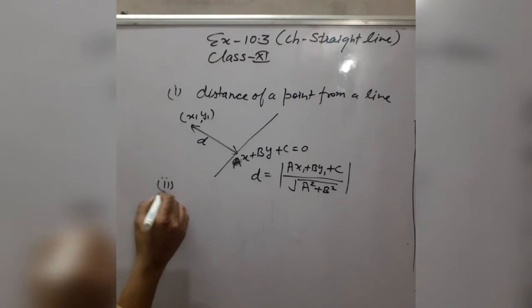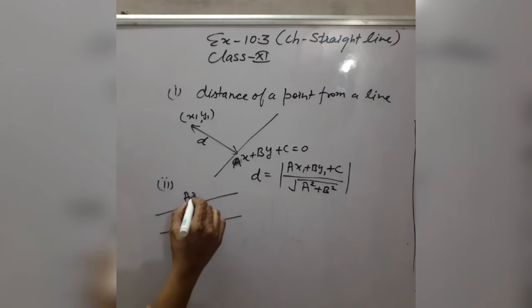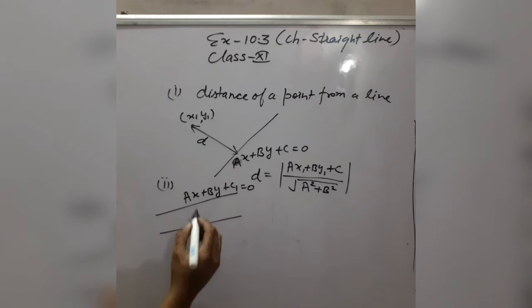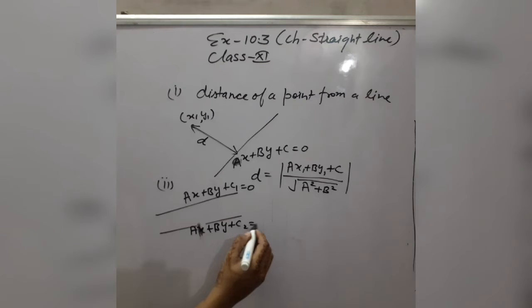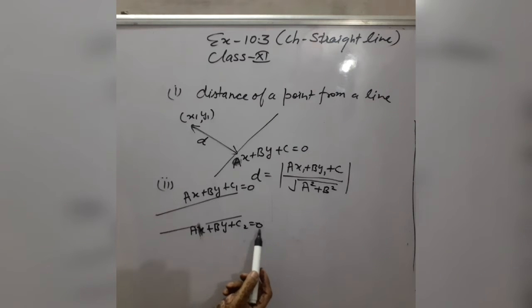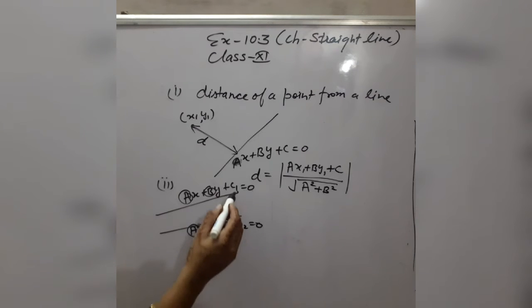Next is distance between two parallel lines. Let us suppose these are two lines, and all of you know that in the case of parallel lines the coefficients of x and y will always be the same, only the constant terms are different. So let us suppose the equation of the first line is ax plus by plus constant term c1 equals to 0. Equation of the second line: ax plus by plus c2 is equal to 0. These two lines are parallel, that's why the coefficients of x and y are the same, constant terms different.